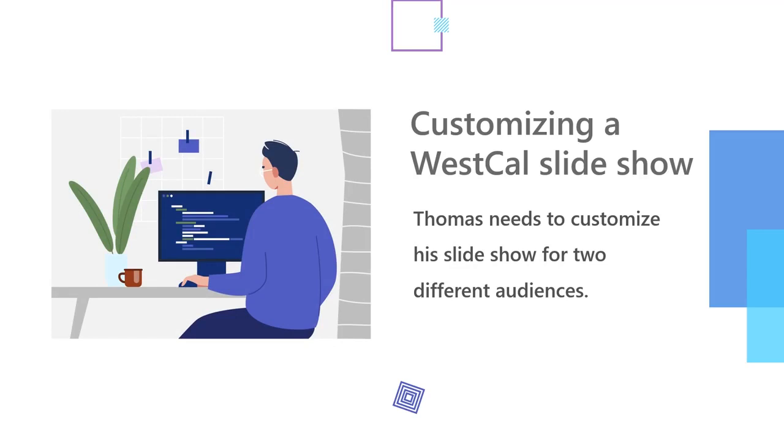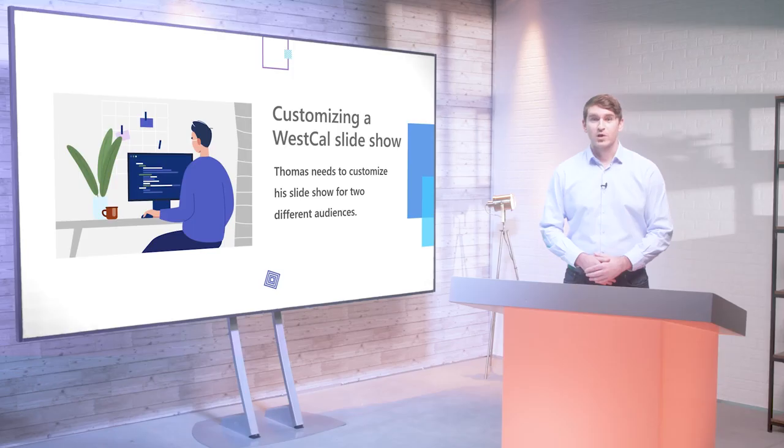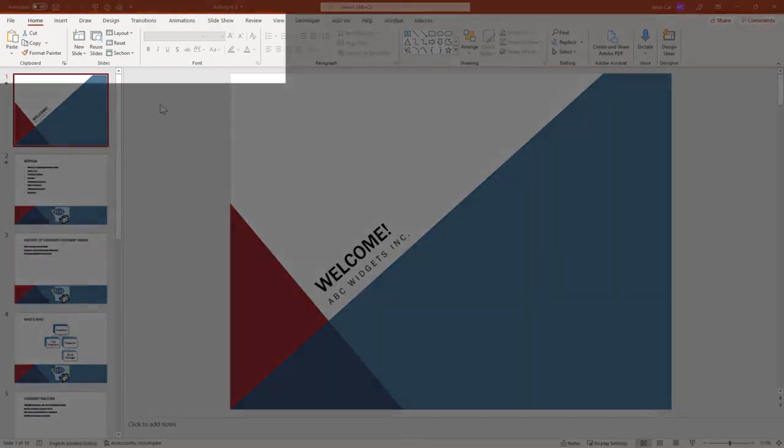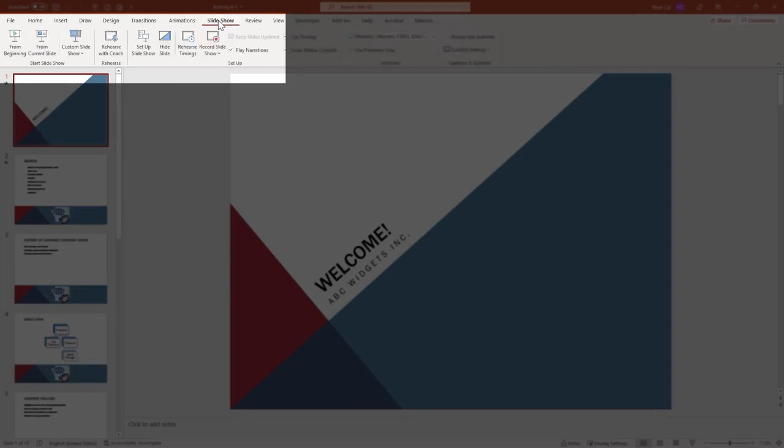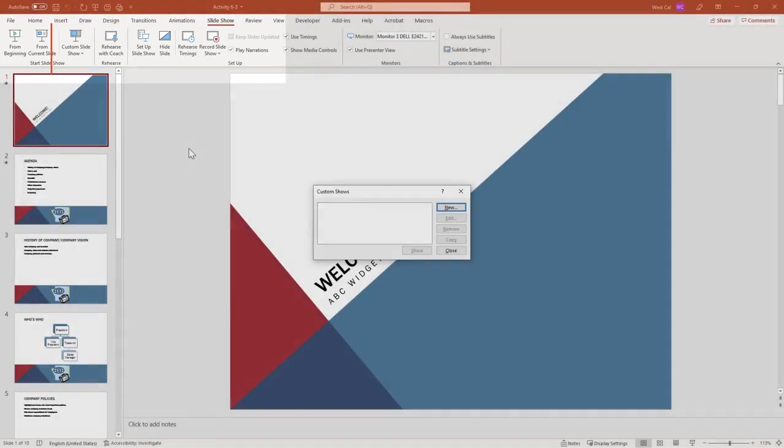To work around this, he needs to create a separate version of his presentation for each audience. So how can Thomas build a separate presentation for each audience? Here's an exploration of the process for creating custom slideshows. To start creating a custom slideshow, click Slideshow, Custom Slideshow, and then Custom Shows. The Custom Shows dialog box will display.